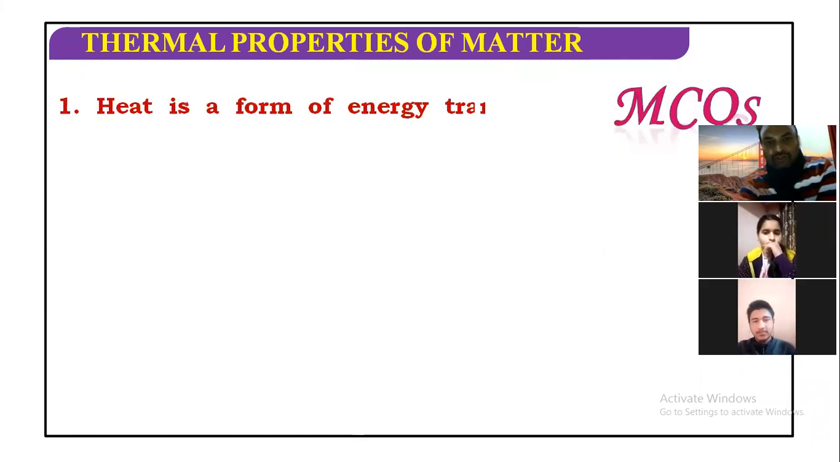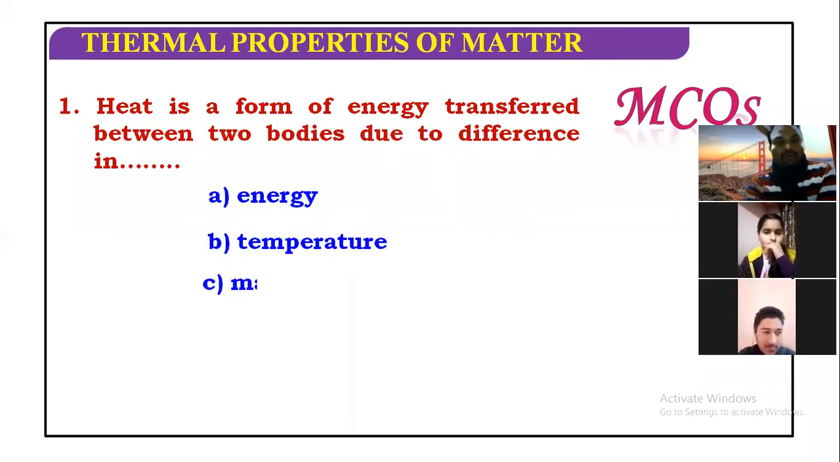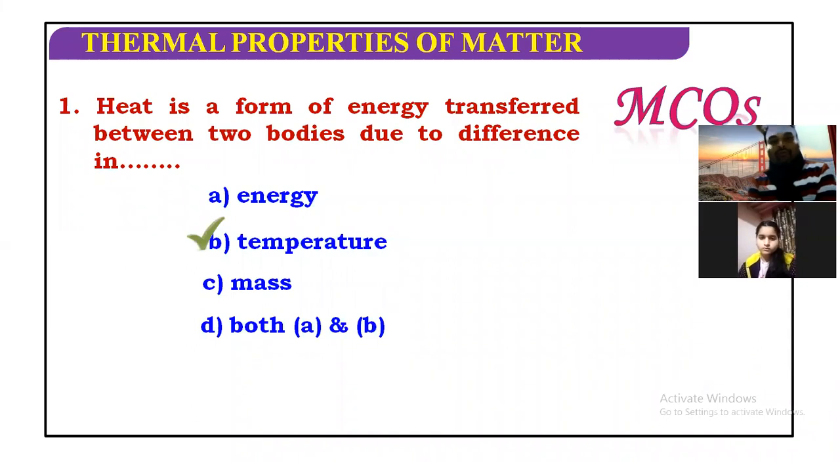Now we have some multiple choice questions. The first question is: heat is a form of energy transferred between two bodies due to difference in energy? No. Temperature, yes. So option B is correct. Heat is a form of energy transferred between two bodies due to difference in temperature.